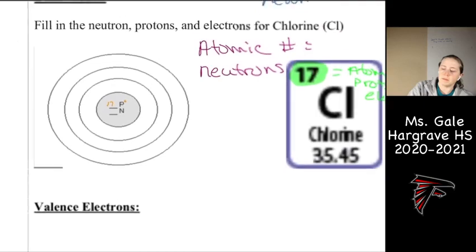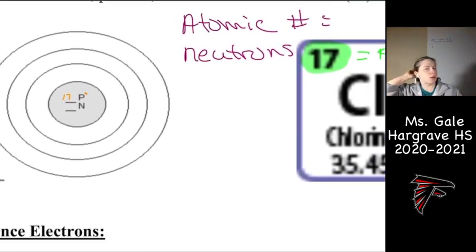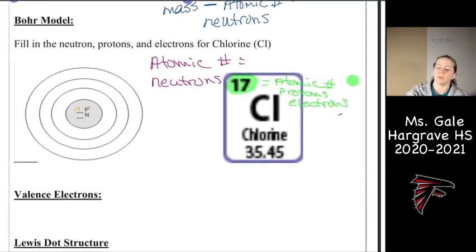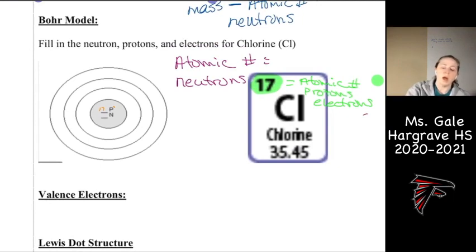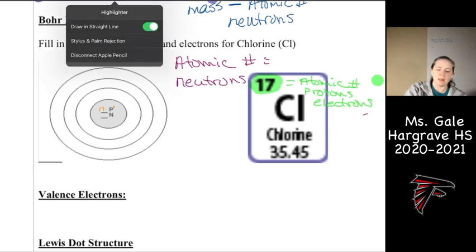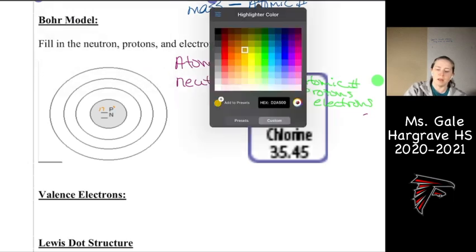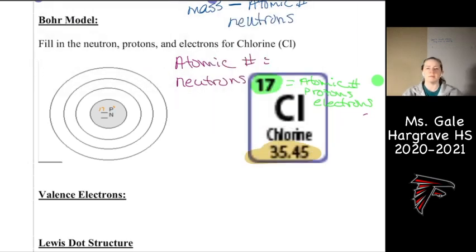Let's find out how many neutrons we have in chlorine. We like to work with whole numbers. We can't have a partial neutron, remember? We have to have a whole number for our atomic mass, but we have a decimal in our atomic mass. That is not going to fly. So we need to round this number to a whole number.